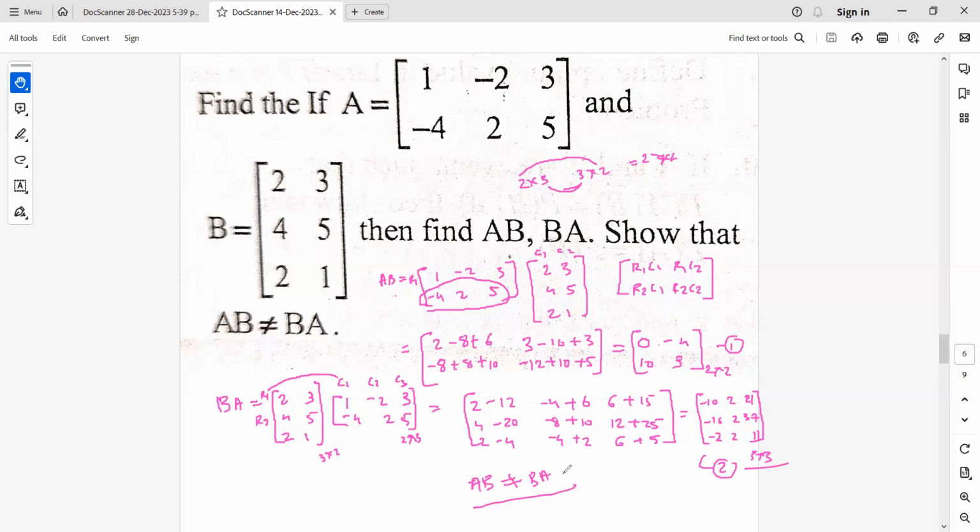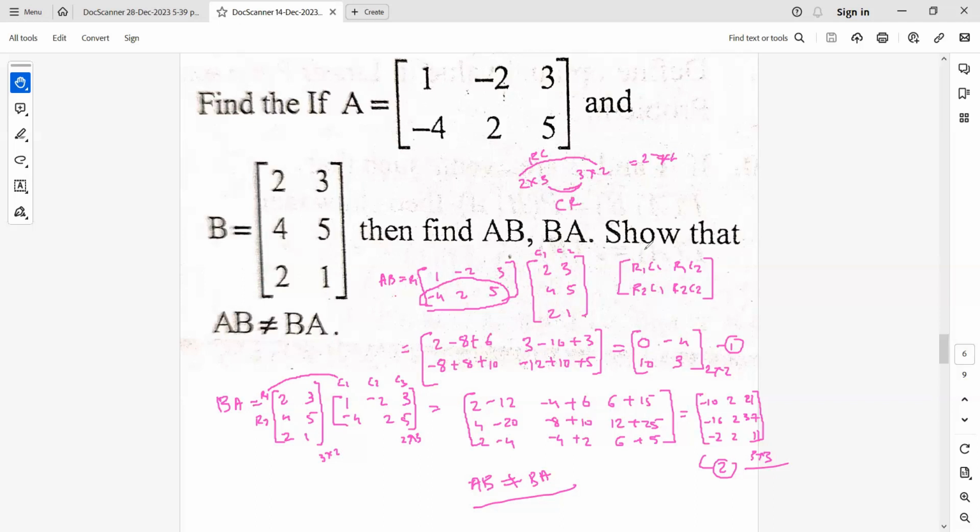Okay, so most of the students find it easy when the orders are the same. This example consists of matrices with different orders. When different orders are there, I try to follow both these rules. Just now we discussed this rule, which is called the CR rule, and the new matrix will have the RC rule.